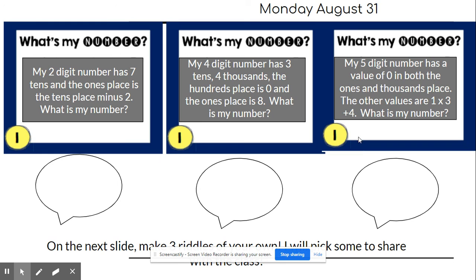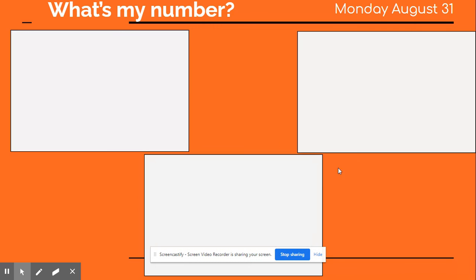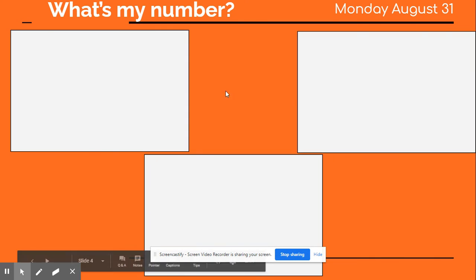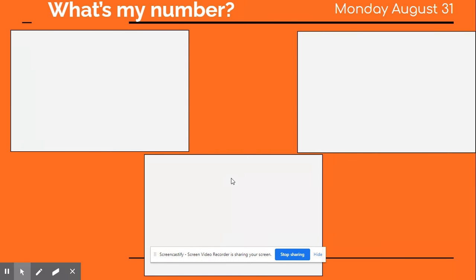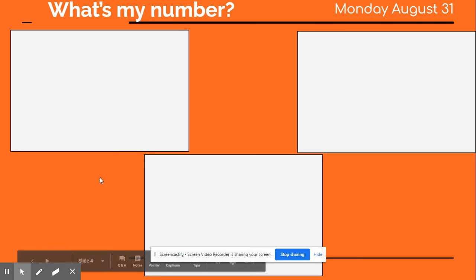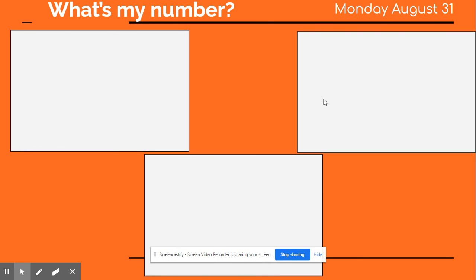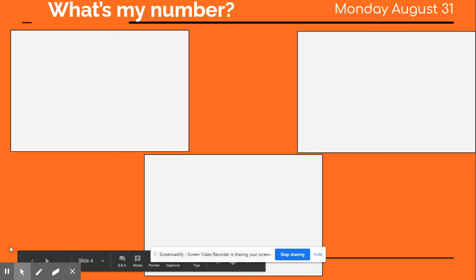What is my number? Then you are going to make your own riddles. So give me 3 fun riddles. If you want to make them hard and challenging, you can make them hard and challenging. See if you can stump me, and I will try to figure out what your numbers are. Then I will put everyone's together, and then we can all try to decide if we can guess all of the numbers that you guys created. All right, that's all you have to do for today.